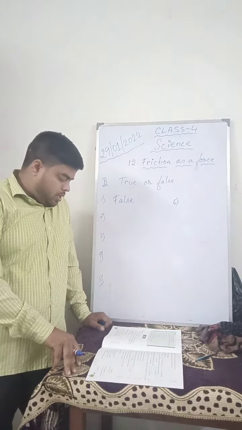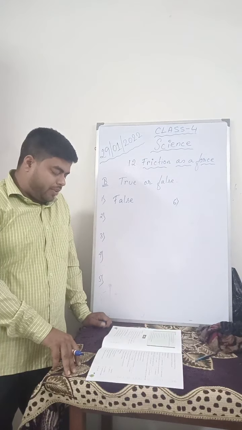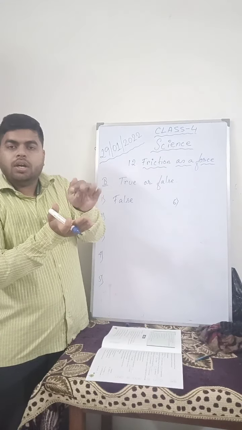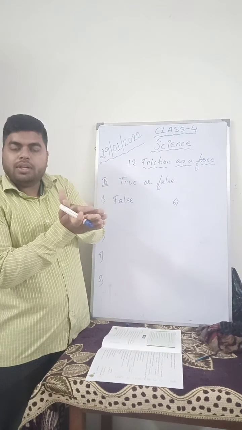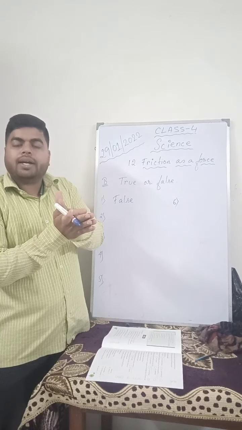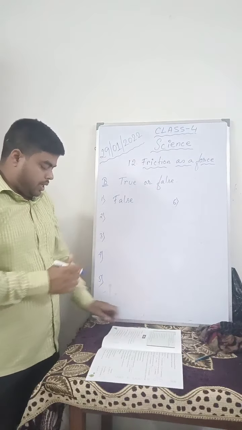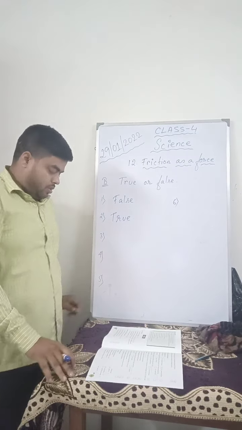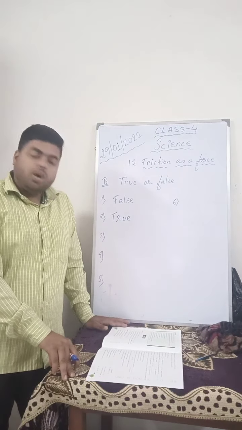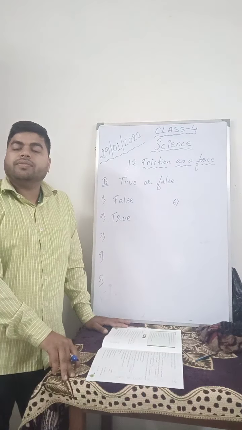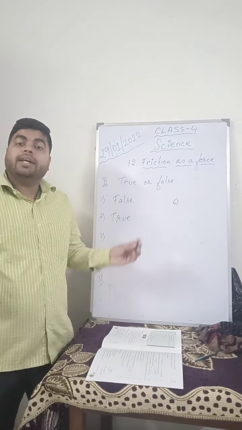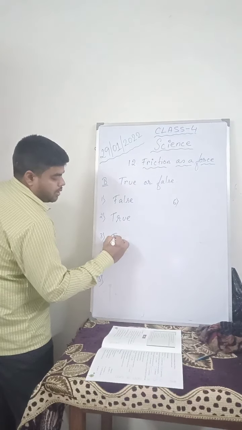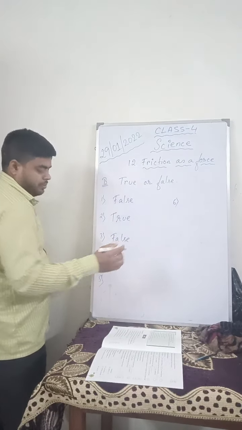Number 2. Friction occurs when surfaces touch each other. Yes, friction will only occur when the surfaces of both objects are in contact. So the statement is true. Number 3. The smaller the object, the greater is the friction. False. The greater the object, the greater will be the friction. So the answer is false.